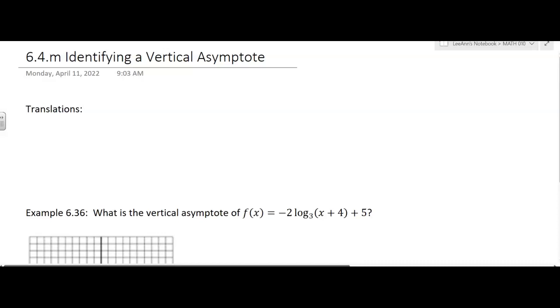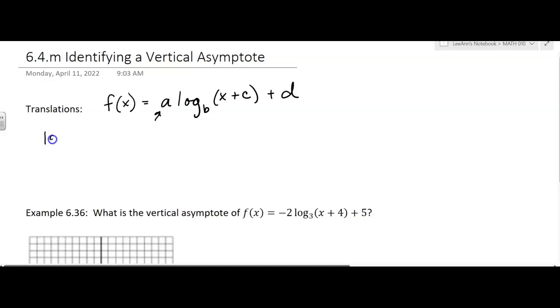Okay, so we're going to just do a quick review here of the translations, putting all the transformations or possible transformations together. And we had an equation that looked something like this. The tricky one is probably the A. Remember, that's going to do a stretch or compression.